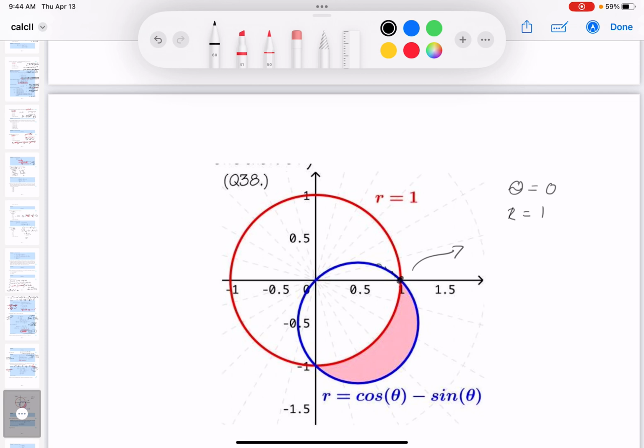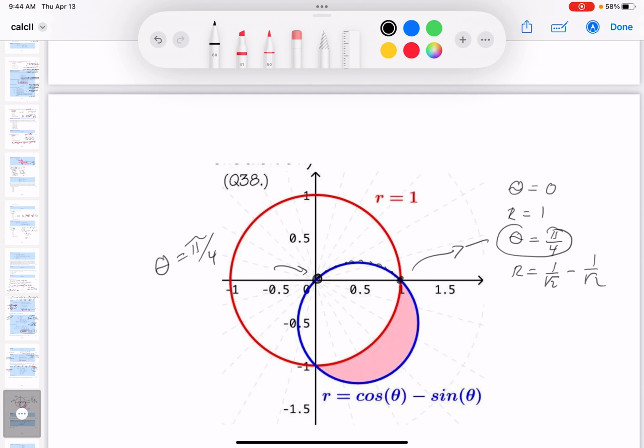Next, I'm wondering where this occurs over here. Well, it's on the blue curve. It occurs when theta is equal to pi over 4. And why is that? Well, the cosine of pi over 4, this is r by the way, would be 1 over root 2, and the sine of pi over 4 would be 1 over root 2. So definitely get the 0 there. This theta over here is theta equals pi over 4.